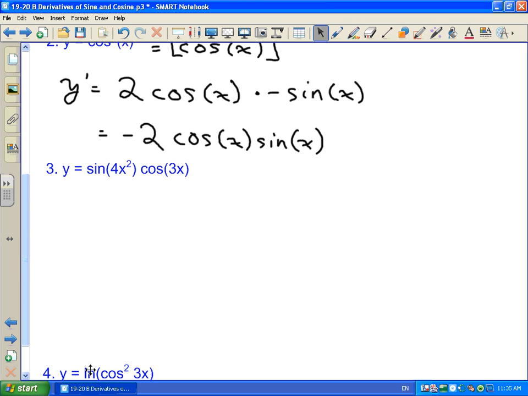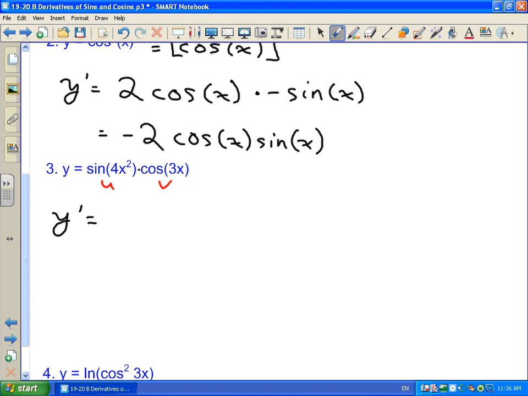Example 3 here, y equals sine of 4x squared times cosine of 3x. So in this case, we're going to have to use the product rule because we have two functions of x that are multiplied by each other. And for each of these functions, the sine and the cosine, we're going to have to use chain rule to get the individual derivatives. So just to make this clear, we've got u and v, and we're going to do our standard u prime times v plus u v prime.